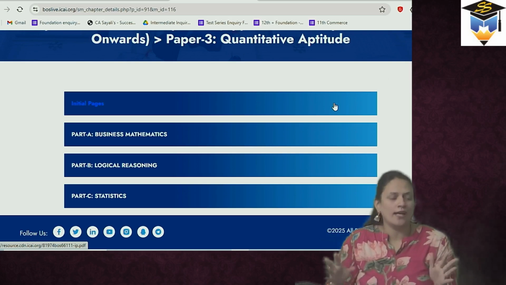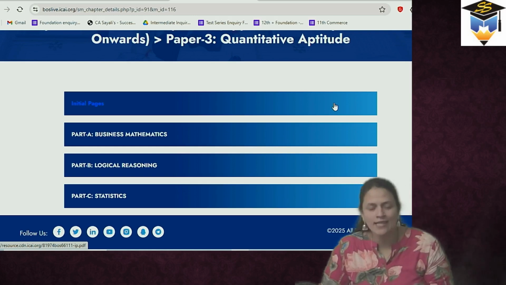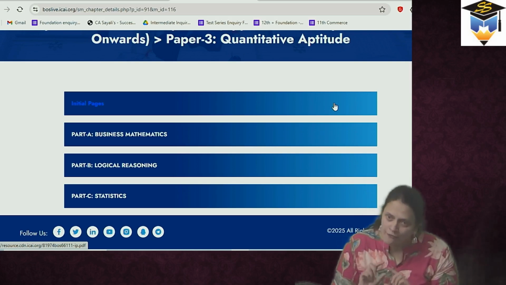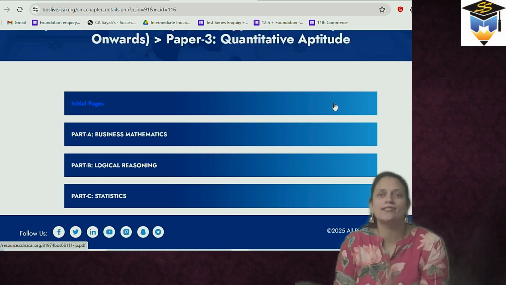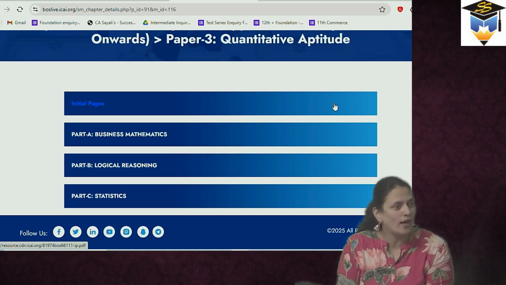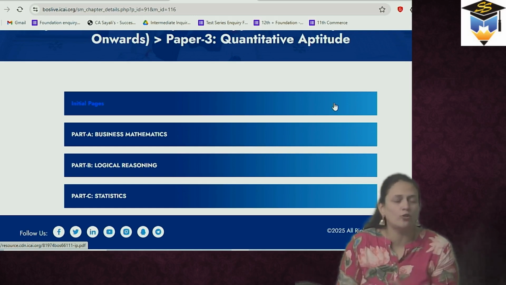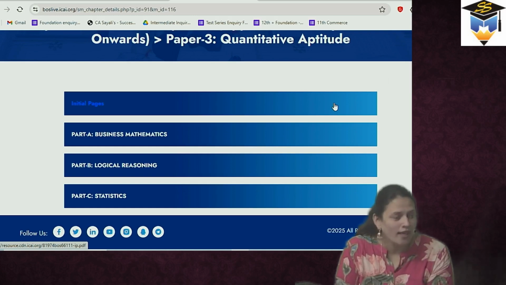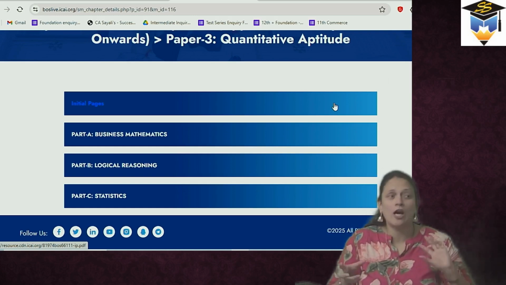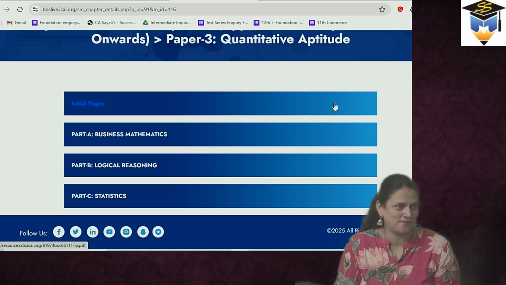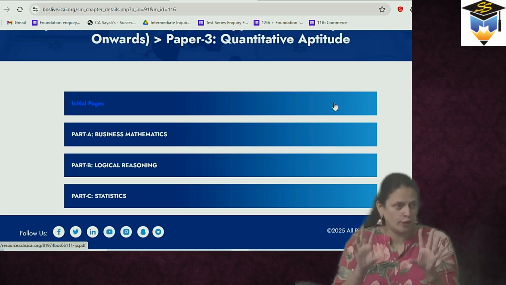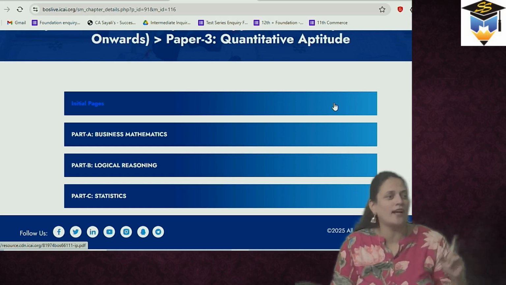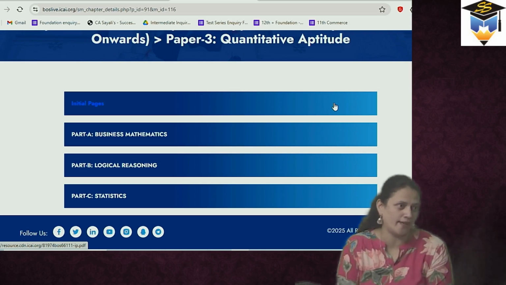In this last CA Foundation paper, I have seen that the questions have come from the module, but they are twisted. So what happened? Many students came to me and told me, ma'am, nothing came from the module. The same questions from the module were asked, only with a twist. So those who had done the module 3, 4, 5 times, only they cracked it, I saw.